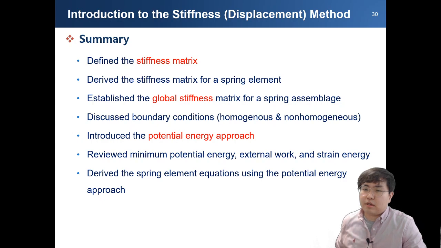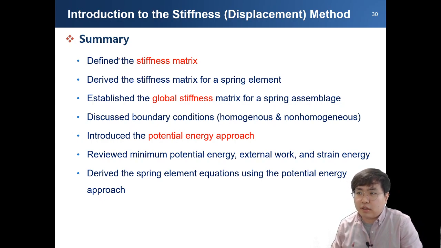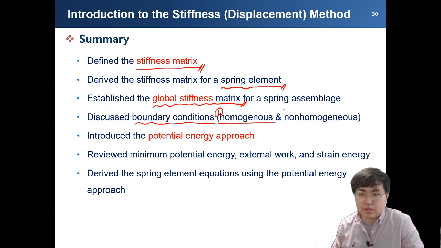This is a summary of chapter 2 actually. In this chapter we learned what the stiffness matrices are, and then, using the spring element, we derived local and global stiffness matrix equations. We also learned about the boundary conditions. We have two boundary conditions: first, the homogeneous boundary condition, and second, the non-homogeneous boundary condition.